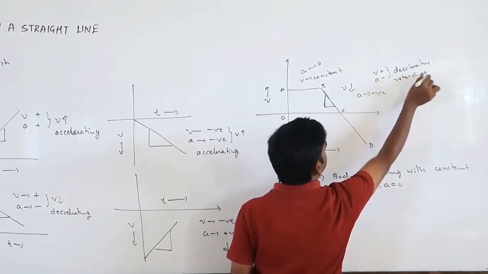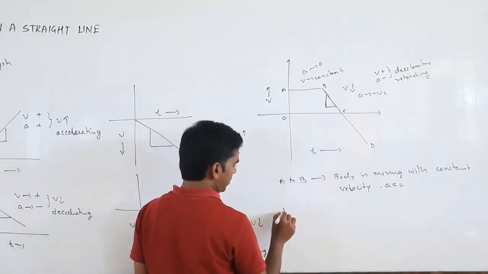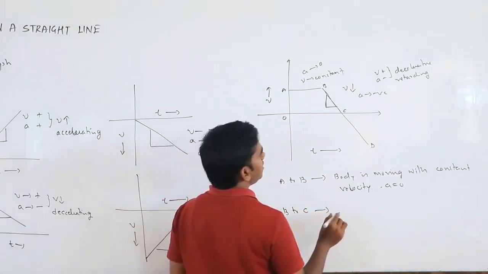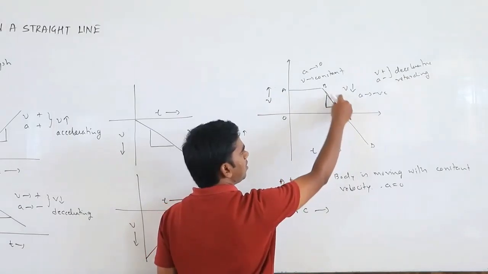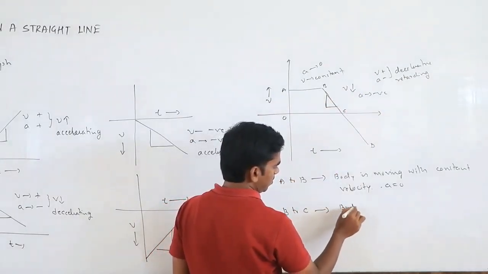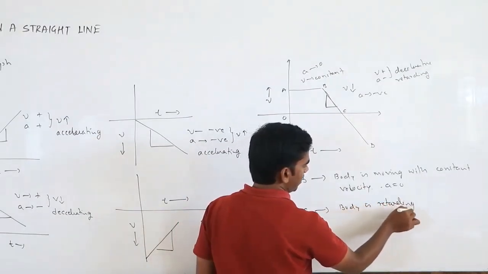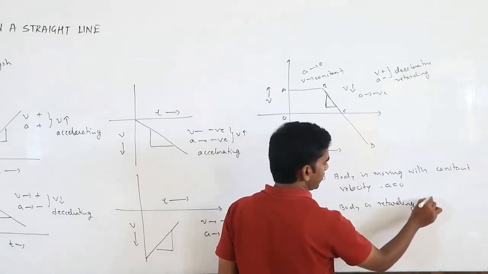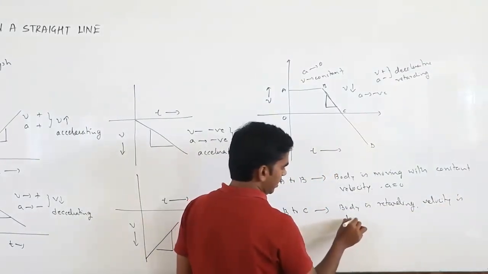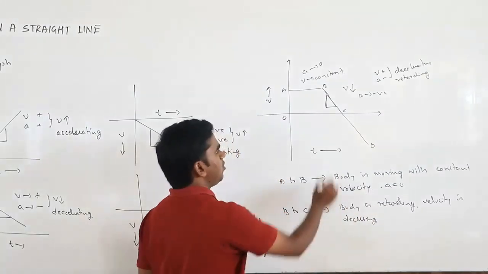It is retarding. Okay. So from B to C, what is happening? Velocity is decreasing, or the body is retarding. You can say the body is retarding, or velocity is decreasing. Okay.